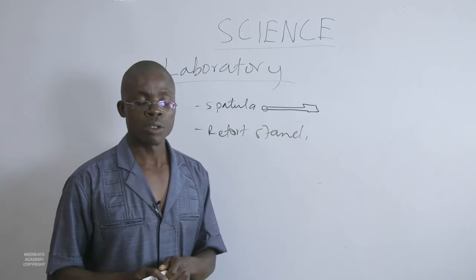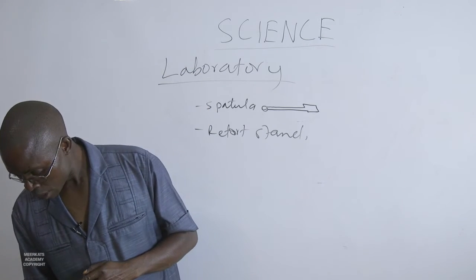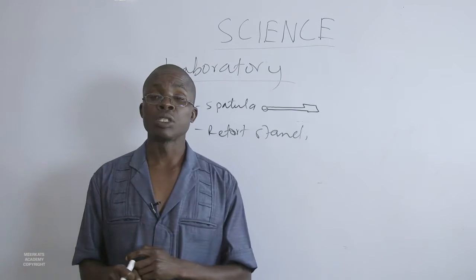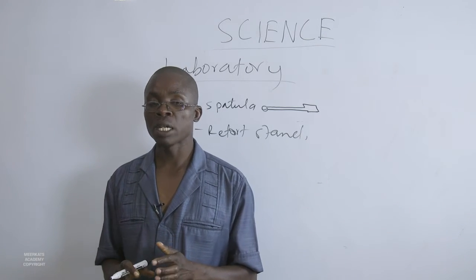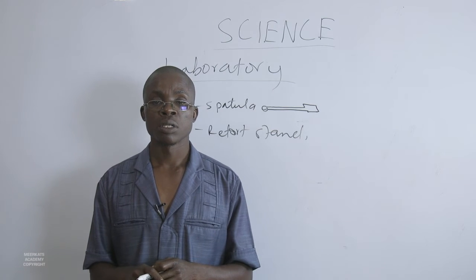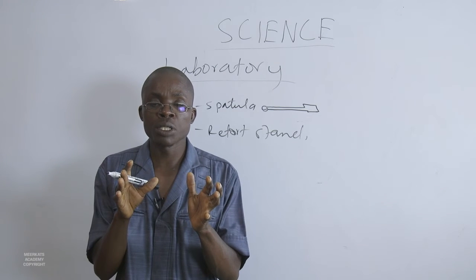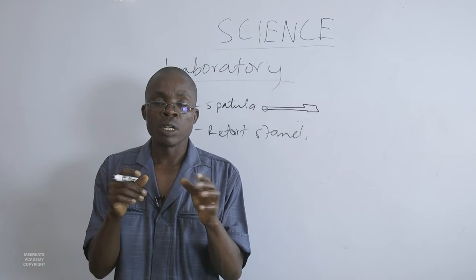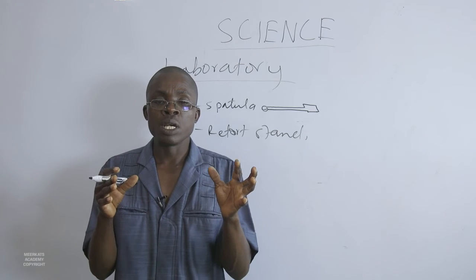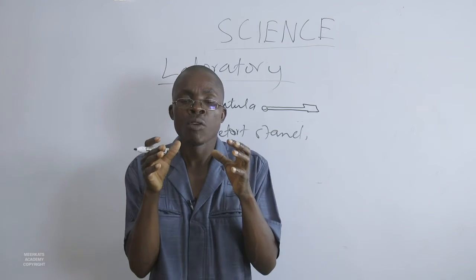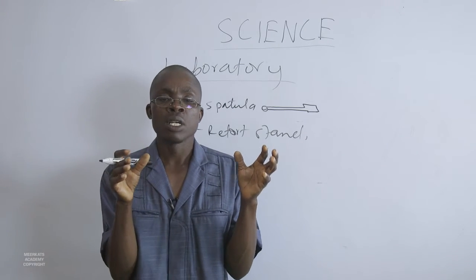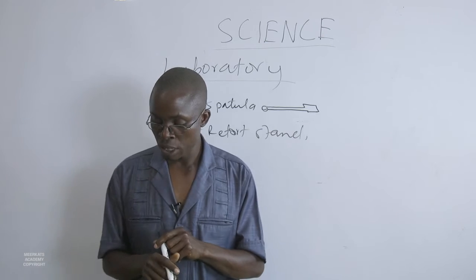We have a retort stand in the lab, and the retort stand is used to hold the apparatus in position. You arrange the apparatus as you wish, connect the apparatus as you wish, then to hold them in that position for as long as you want, you use a retort stand.